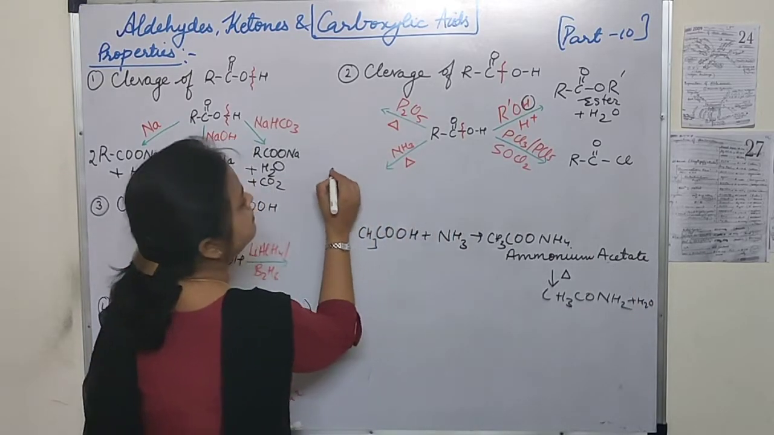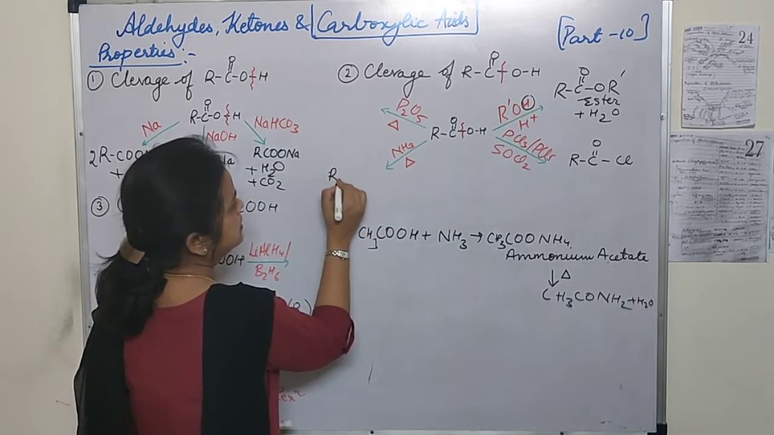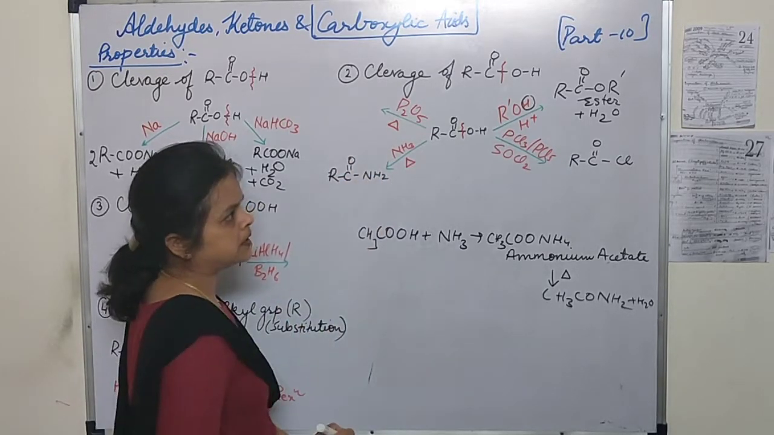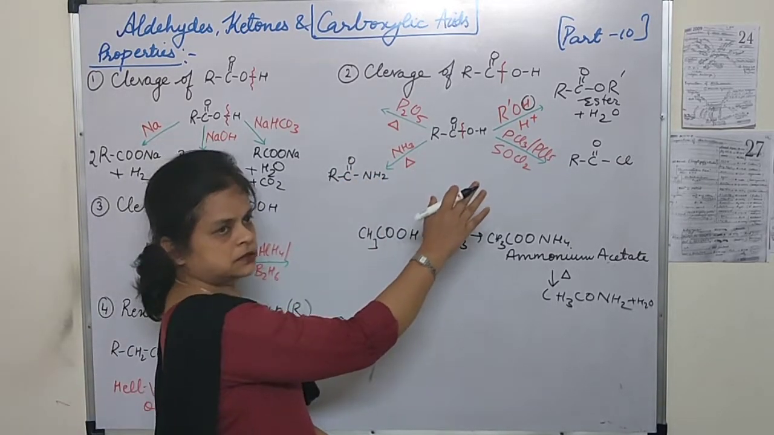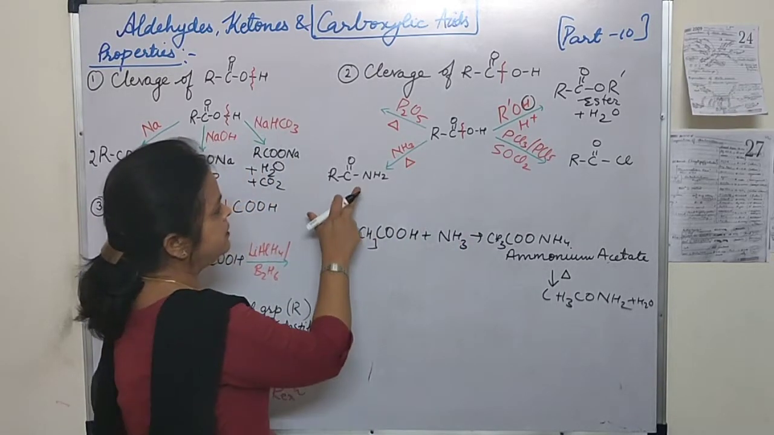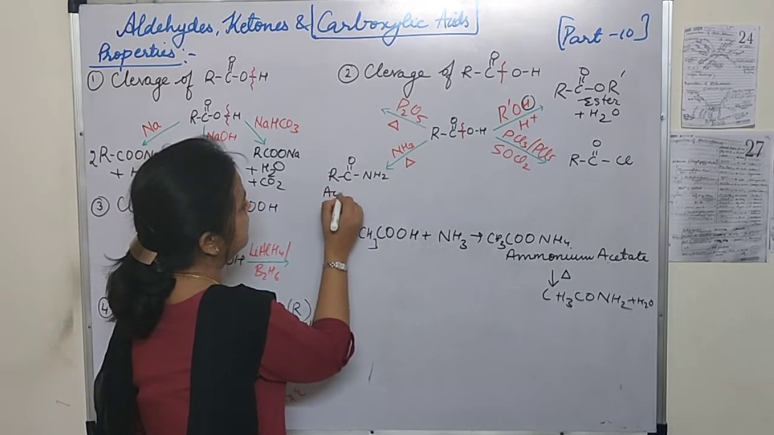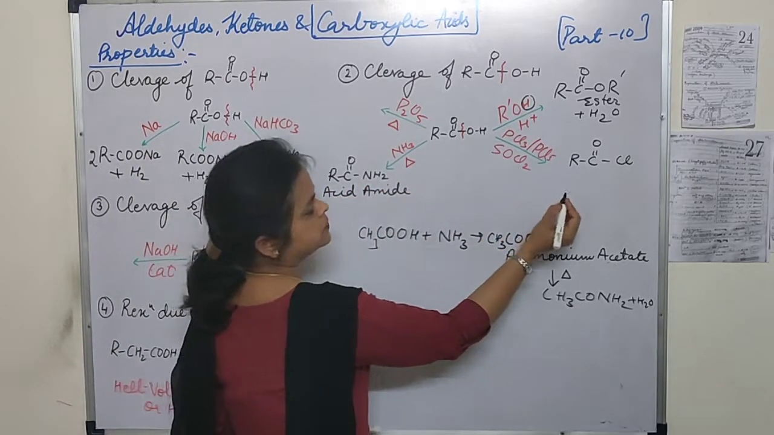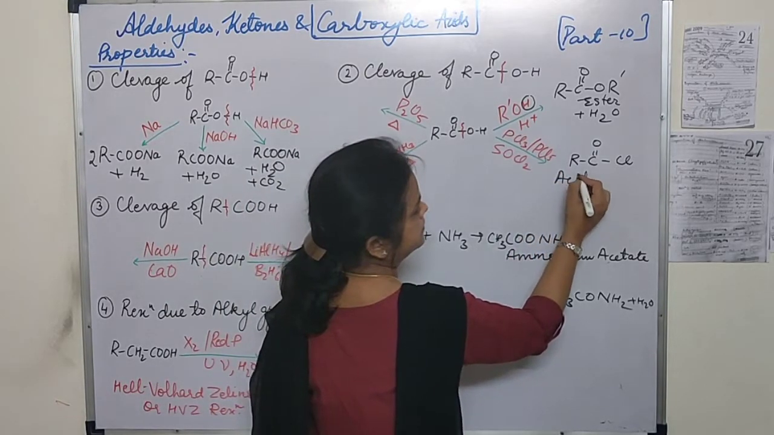So here we will complete the flow chart. RCONH2. Okay, I am not writing the side products in this chart. I am writing only the main products. So here we are getting the acid amide. This was acid halide.